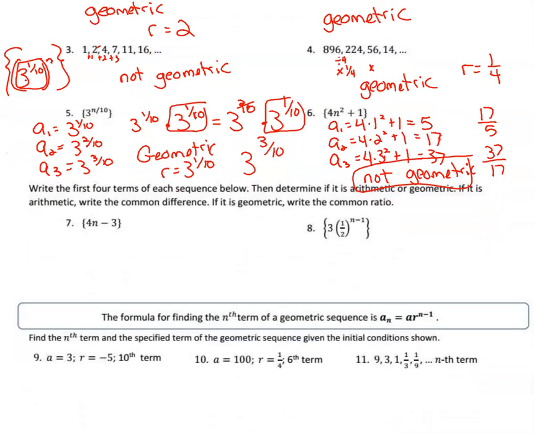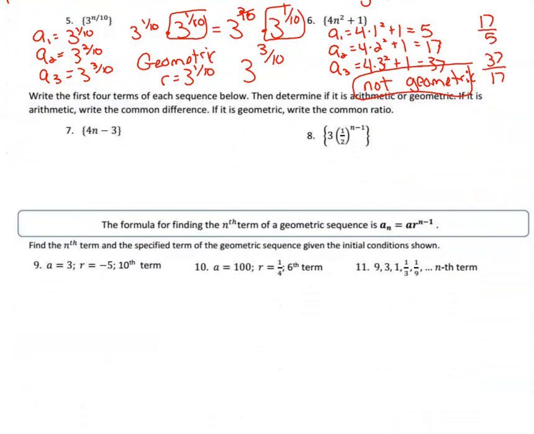Moving on to number 7. The instructions say this time to write the first 4 terms and then decide whether it's arithmetic or geometric. If it's arithmetic, we're going to find the common difference. If it's geometric, we're going to find the common ratio.